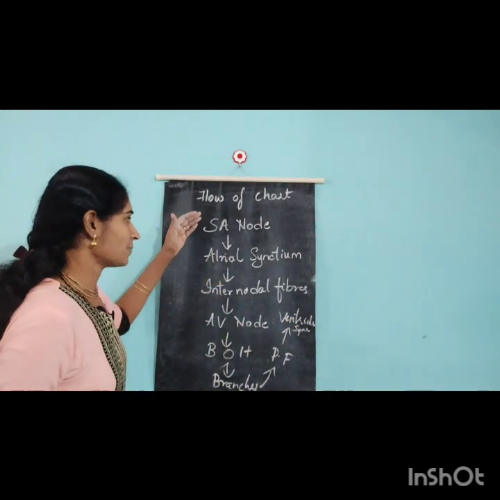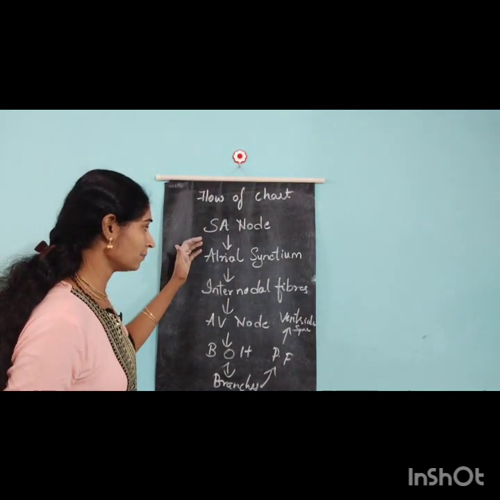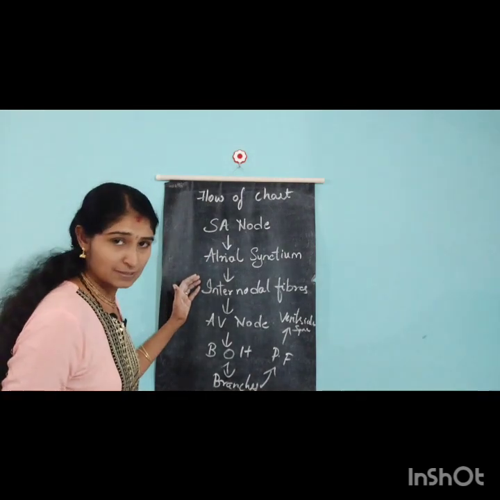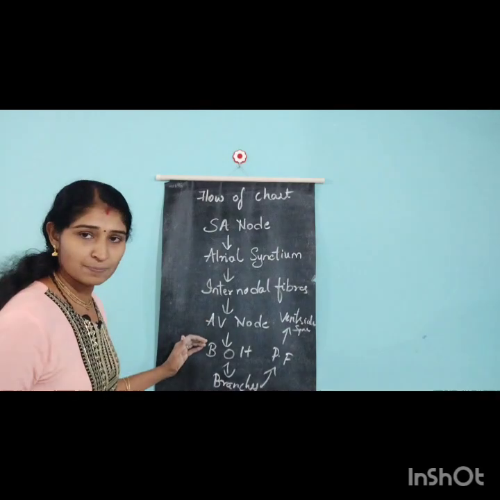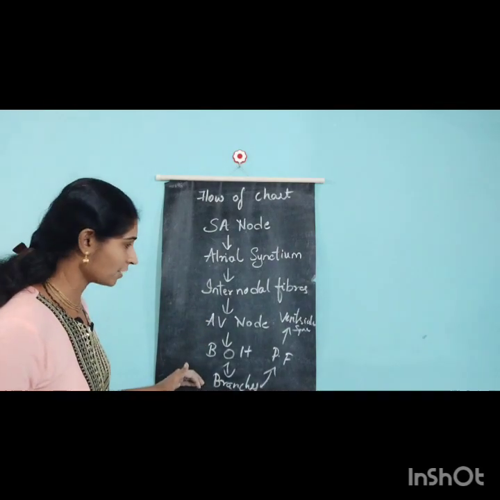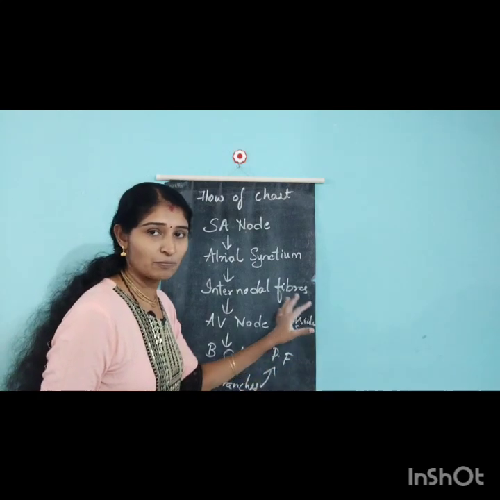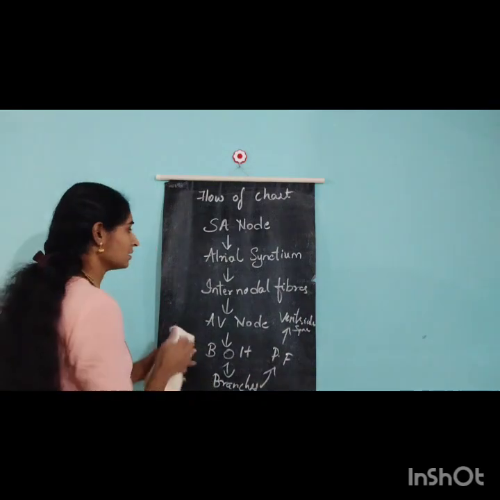See, impulse passing from SA node to the atrium, atrium to cause the atrial syncytium. From there, the internodal fibers pick up the impulses and give them to the AV node. From AV node to bundle of His to the branch right and left. From there to the Purkinje fibers, and Purkinje fibers send the impulses to the ventricle, and that ventricular syncytium takes place. What do you mean by the syncytium?